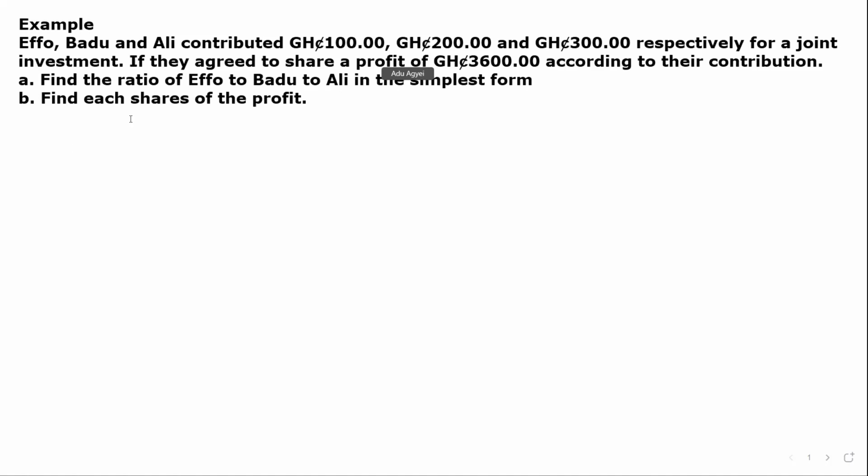Let's solve it. Solution. A, find the ratio of Efo to Badu to Ali. Okay, good.